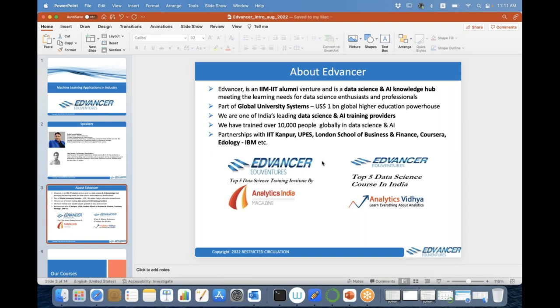So coming back to our introduction about Advancer, apart from training people in individual capacity as well as training AI and ML teams at organizations, on the academic front, we have partnered with IIT Kanpur, UPES Dehradun, London School of Business and Finance, Coursera, and IBM. These academic collaborations enable us to deliver something which is both mathematically and academically rigorous, and industry collaboration ensures that it is relevant. It's not something that we are just teaching for the sake of it, because everybody is teaching data science. So that's not the thought here.